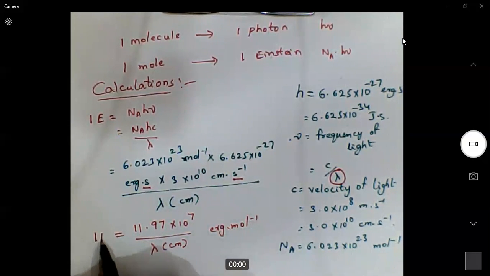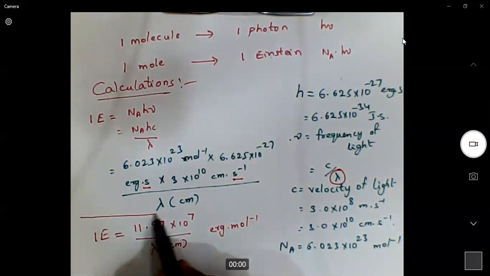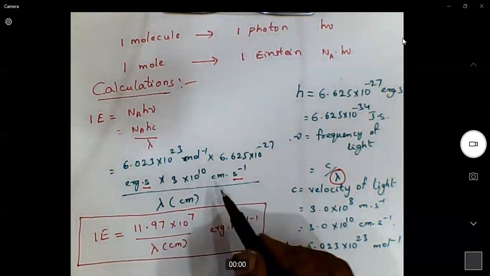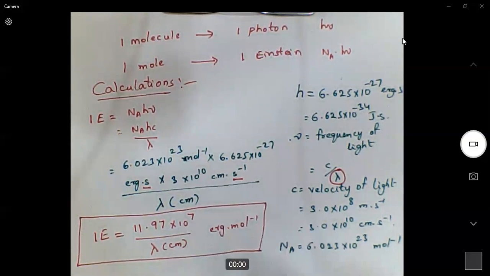Please remember this formula. You don't need to substitute all these values for each and every problem. You just remember this value. Please substitute lambda in centimeters so that you will get the answer. What is the energy in Einsteins? Just apply this formula and we will get this.